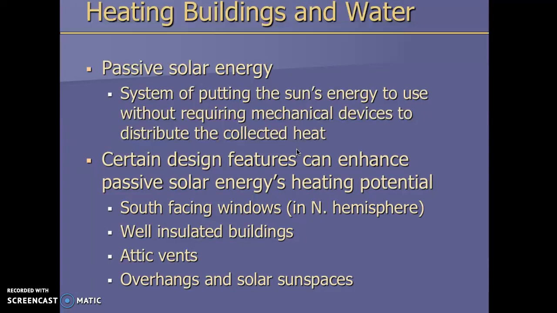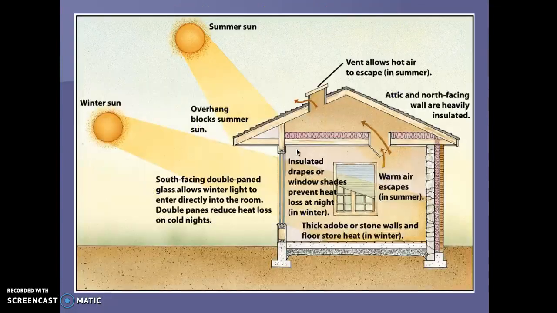While down here in Florida, where it's hot all year, we would probably not want to have a lot of southern exposure windows because it would make our home hotter. So passive solar energy is really about using the design of your home. Having your home well insulated can help absorb some of the heat from the sun, especially up north where you want to keep it warm. Having vents in attics and having overhangs or solar sun spaces to make your home warmer if you're in the northern hemisphere.